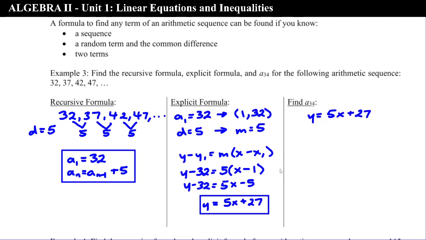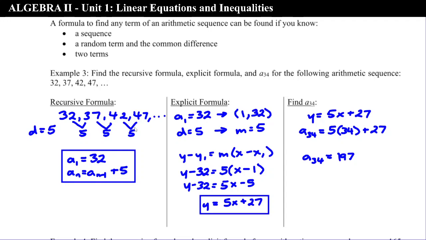And then if we just take our a sub 34 and plug it in, so a sub 34 would be our y. That's the representation for the value for that term. Our x is 34, okay, because it's the 34th term, and then plus 27 on the end. And now we just simply do the math. And if you do that math, you're going to end up with a sub 34 equals 197.